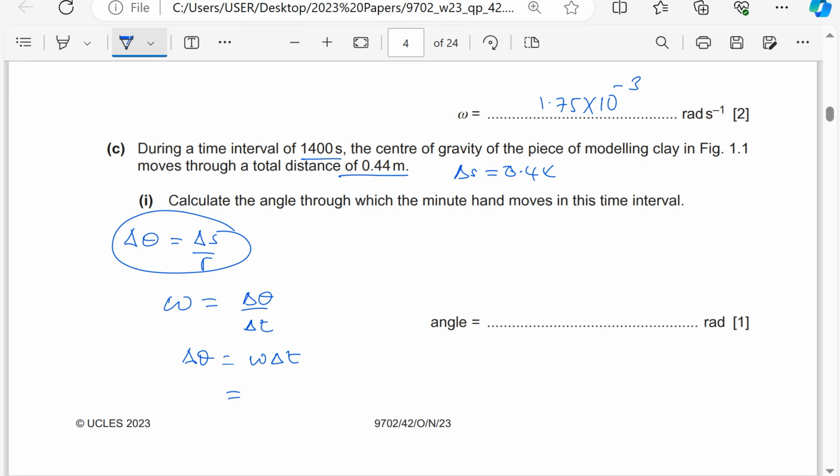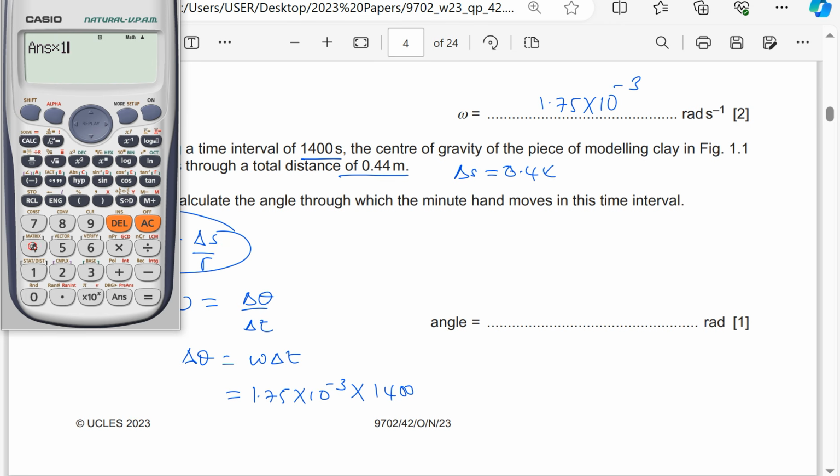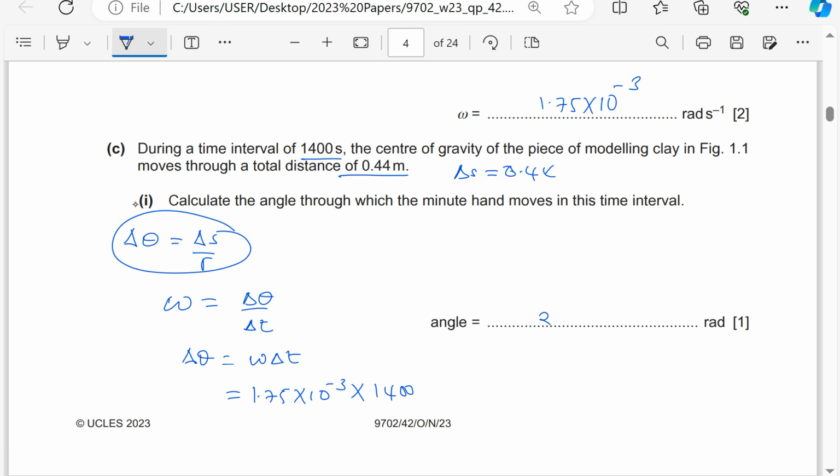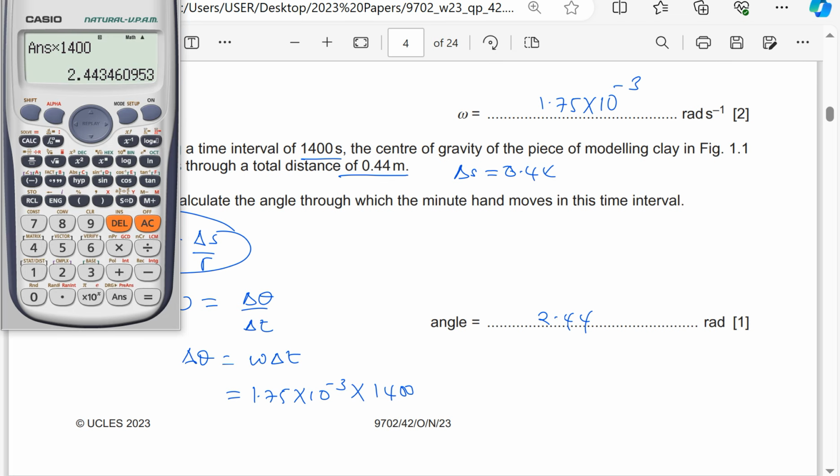So this is going to be omega, which is 1.75 times 10 to the power of minus 3, times t, which is 1,400 seconds. So I'll just multiply this by 1,400. Let me check with 1.75 exactly: 1.75 times 1400 times 10 to the power of minus 3. So it is approximately 2.45 radians. Okay, let me take 2.45.